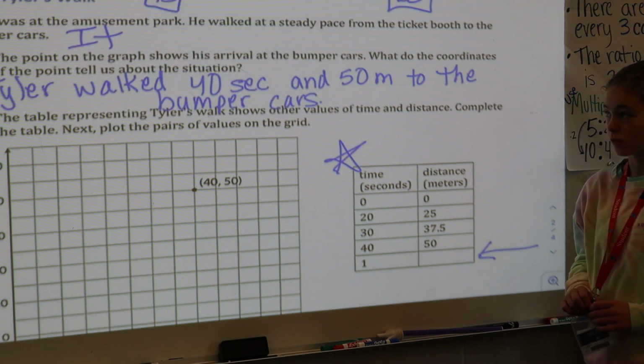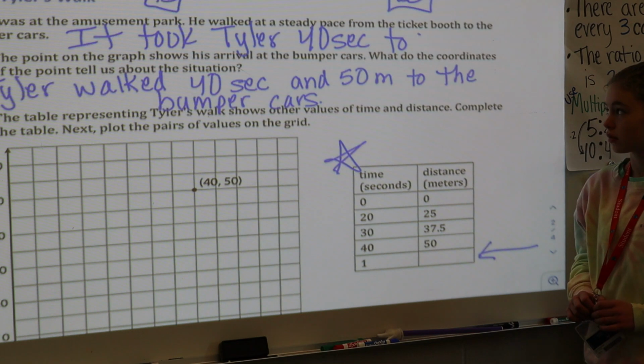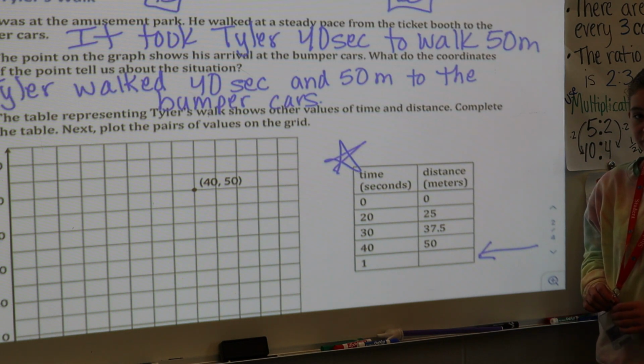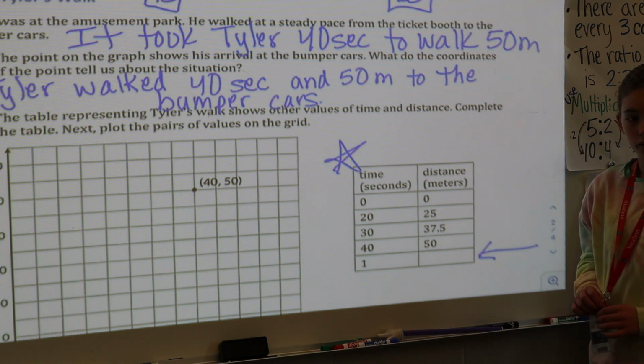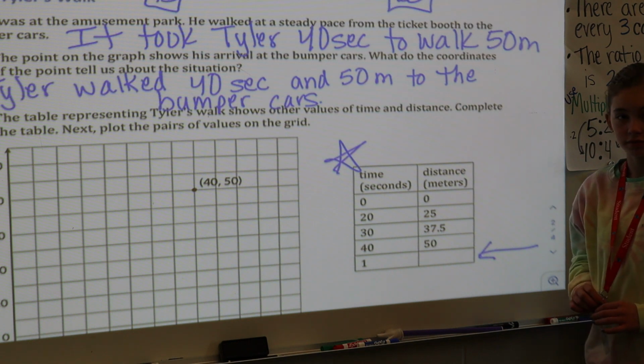It took Tyler 40 seconds to walk 50 meters, which is where the bumper cars are at. Okay, anything that's similar to that is okay, just as long as you know he's 50 meters from the ticket booth, because that's where he started. All right, let's do a 1, 2, 3 clap for Ella.